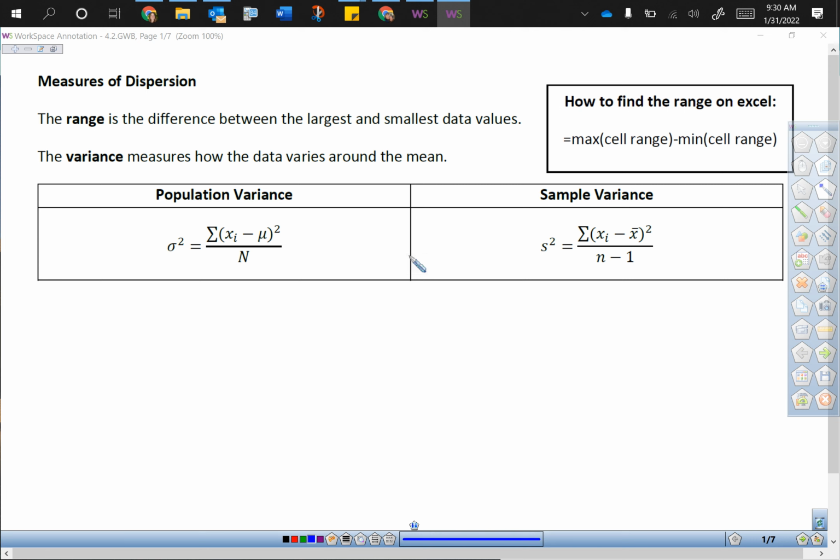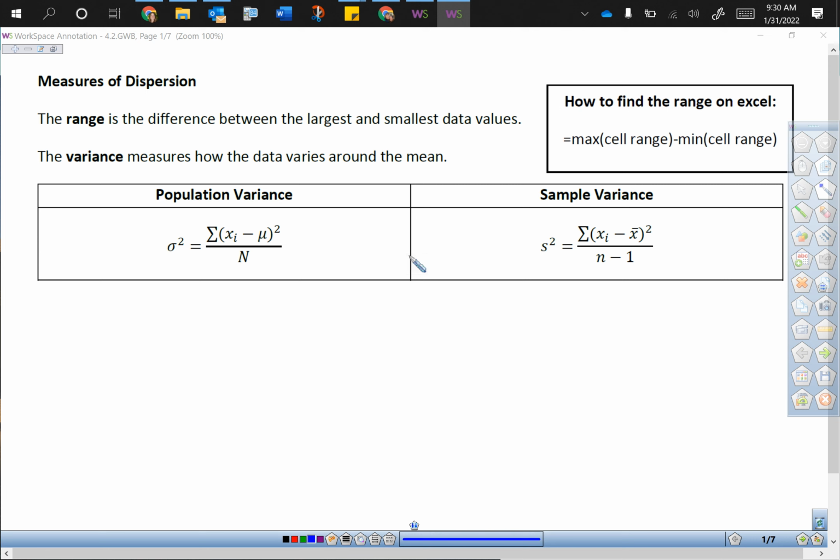So the first thing we're going to talk about with measures of dispersion is the range. You guys know the range. We've been working with it for a long time. It's just the maximum value minus the minimum value. Now on Excel, there is not a range function. You can't type in equals range. Why? I don't know, because that's kind of shady. But we do know that it is the maximum minus the minimum.